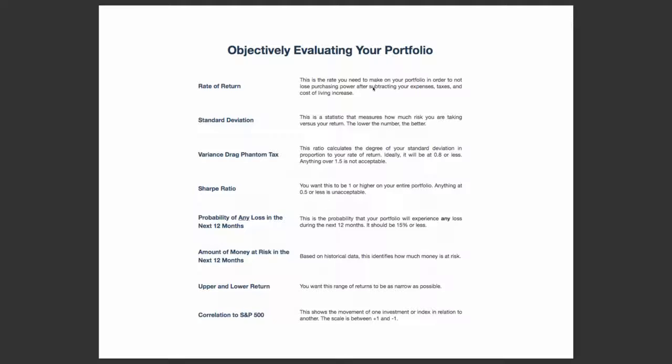Other things, very quickly, in evaluating a portfolio: what is the probability of any loss in the next 12 months? You'd like to know that. You'd also like to know how much money is at risk and what is the range. And the way to look at upper and lower is this: you have just as good a chance getting this return as you do getting this return over the next 12 months. And I'll show you what I mean by that in a moment.